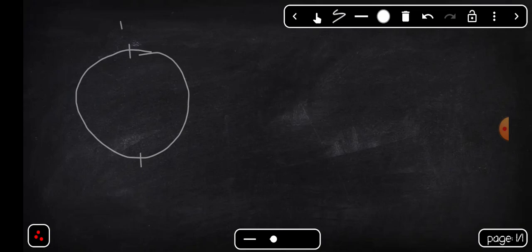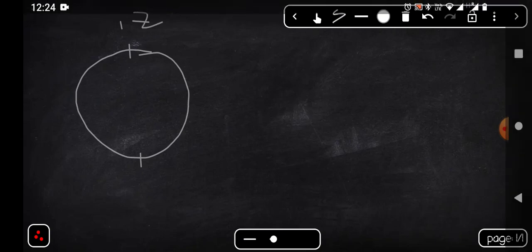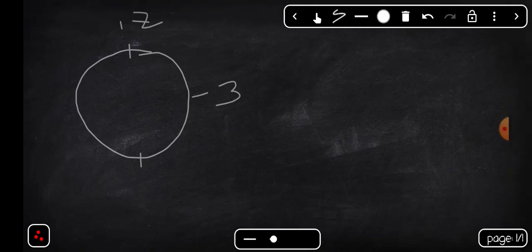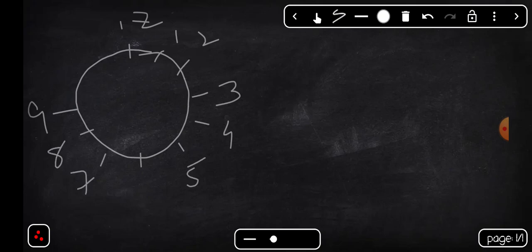Okay, it is 12 o'clock. It is 3 o'clock. Sorry, 9. 1, 2, 4, 5, 7, 8, 10, 11. Okay, this is the clock.